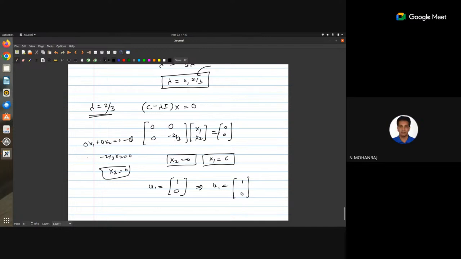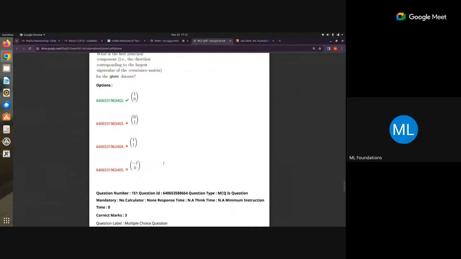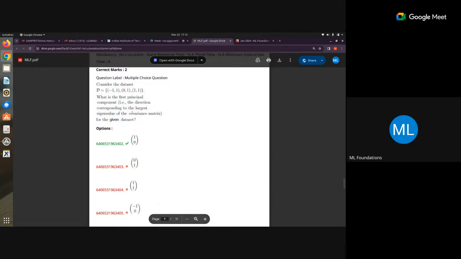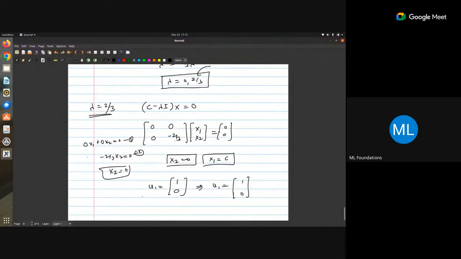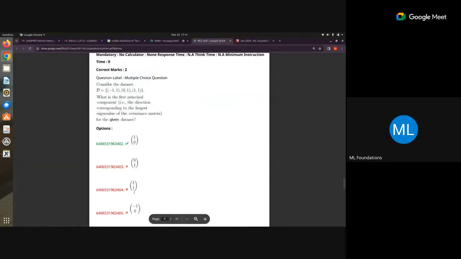Okay, sir. Just a question here. In that question, the fourth option is minus 1, 0. Is it possible? c can be anything, right? Generally the direction we are considering is the normalized one, right? Minus 1, 0 is also normalized, right? Yes, you're saying correct. Then I think minus 1, 0 should also be the answer, because c can be anything. So basically c can be minus 1, 0 also, right? These two are not possible, definitely. Yeah, D should be correct.